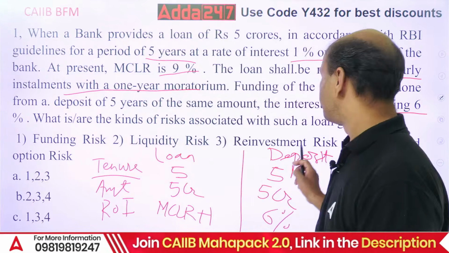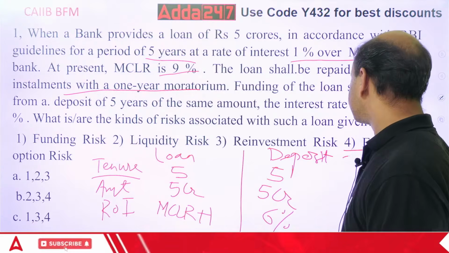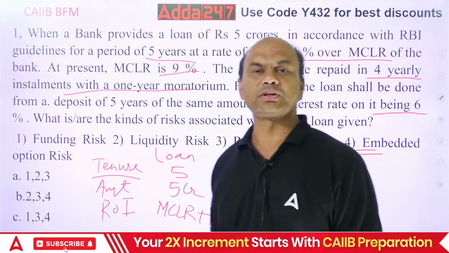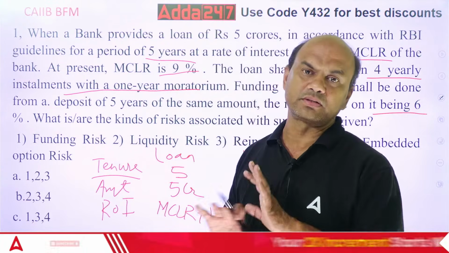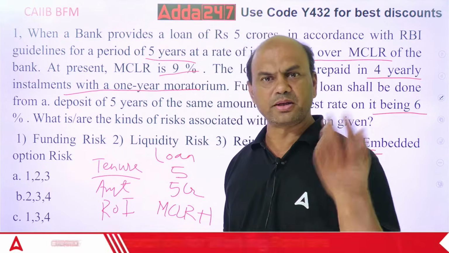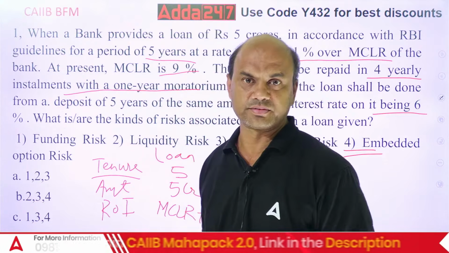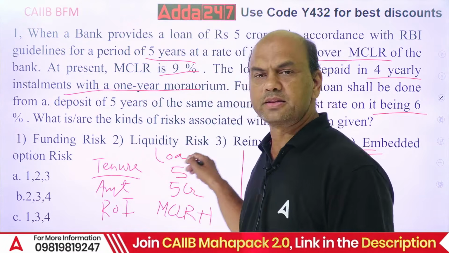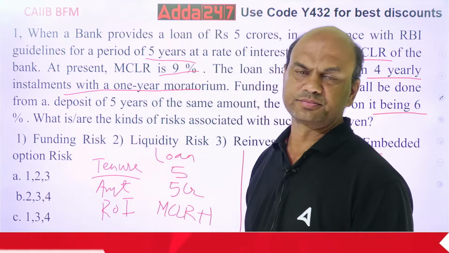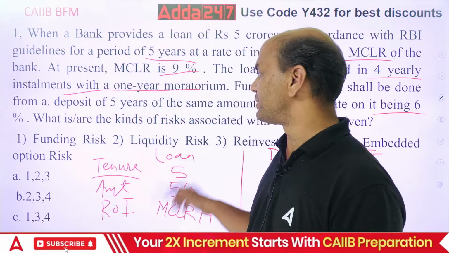If this deposit goes, if embedded option risk, what is embedded option risk? Embedded option risk means if the deposit closes, the depositor comes and takes his money back. So that will lead to embedded option risk. Also, if the loan is repaid, that is also embedded option risk. So this can always be there. This will always be there.